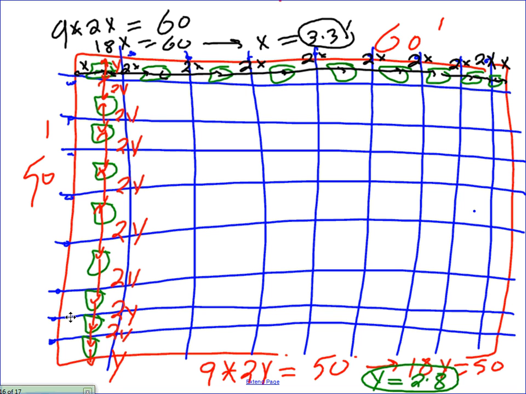Okay, so again, there's a 2x. If you add all the 2x's, 1, 2, 3, 4, 5, 6, 7, 8, and there's 1 and 1 here, that will make it 9. That's where the 9 times 2x equals 18, and x equals 3.3. Go down here, same thing. 2y, 2y, 2y, y at the end, add them, 1, 2, 3, 4, 5, 6, 7, 8, and 1 and 1 make it 9. So 9 times 2y equals 50, y is 2.8. So I'm going to go 2.8 from this side and 3.3 from this side and put my fixture.